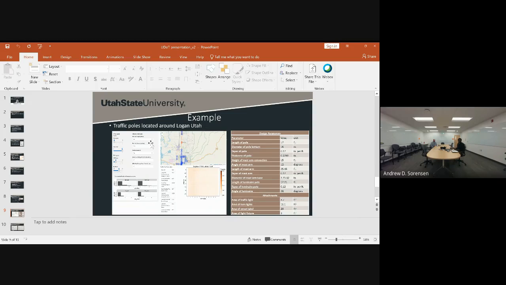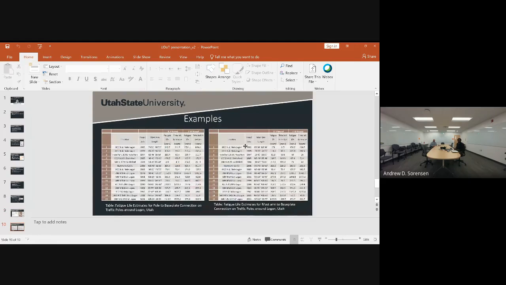Here on this screenshot of the tool, we have on the top right-hand corner a map showing in blue circles the different traffic signal structure locations around Logan, Utah. And on the right side here, I show a table of the different parameters utilized in determining the fatigue damage. For some examples, we used the tool to determine the fatigue damage and by extension, the fatigue life of different traffic structures just around the city of Logan. And here we have the results.